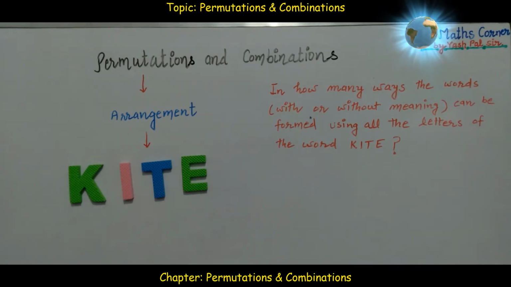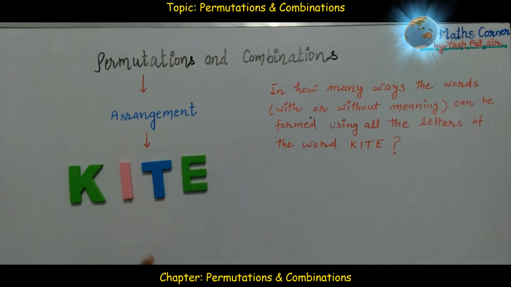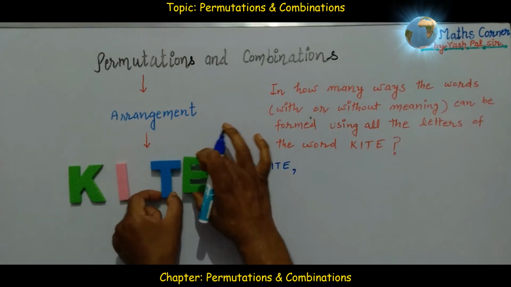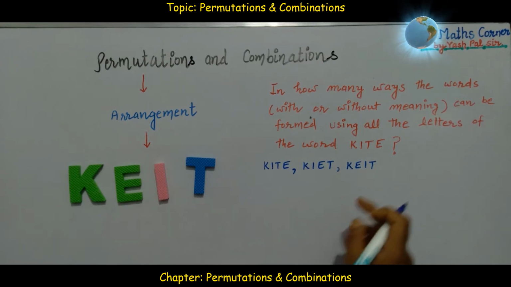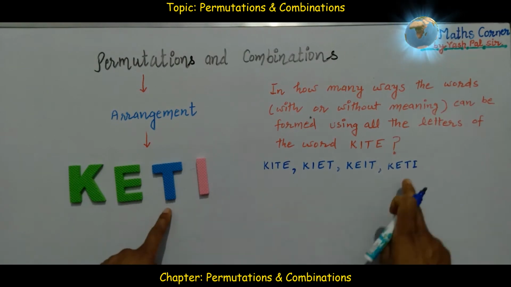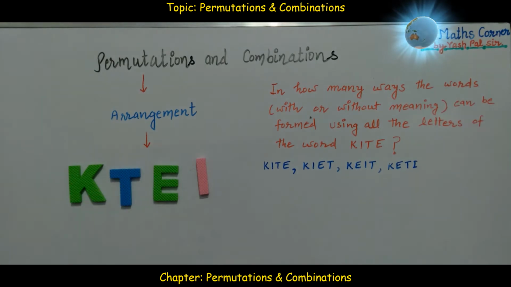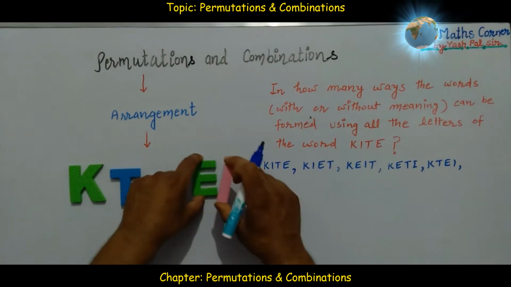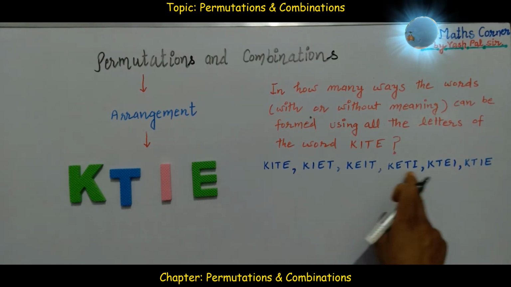Arrange the letters so that new words are formed. First of all, the first word is KITE. Now just interchanging T and E, this is the second word. Now interchanging E and I, this is one new word. Again interchanging I and T, this is a new word. Now interchanging T and E. Now again interchanging I and E. This way, everywhere K is the first letter.